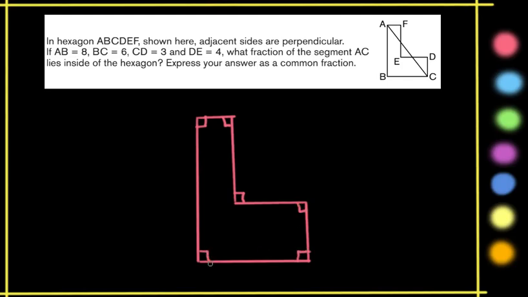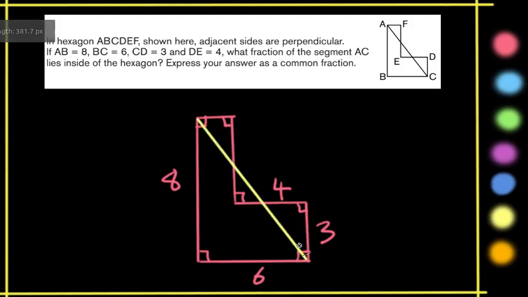And the question says, if AB is 8, so this is 8, BC is 6, that's this one, CD is 3, DE is 4, what fraction of the segment AC, oh, we've got to draw the segment AC, let's do that in yellow. What fraction of this segment AC, that's from here down to here. So that's AC. What fraction of the segment AC is inside the hexagon?